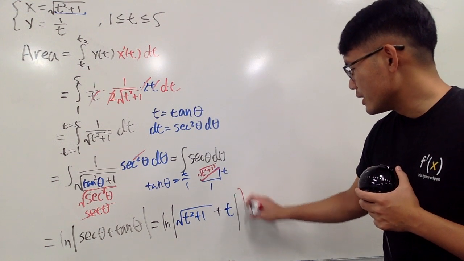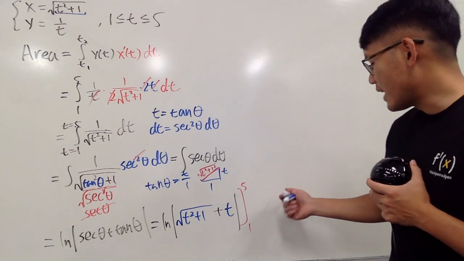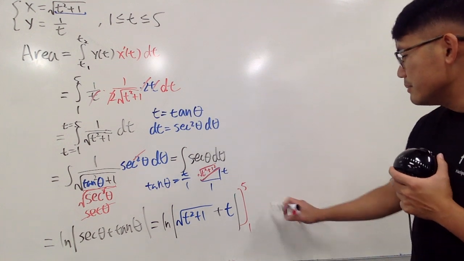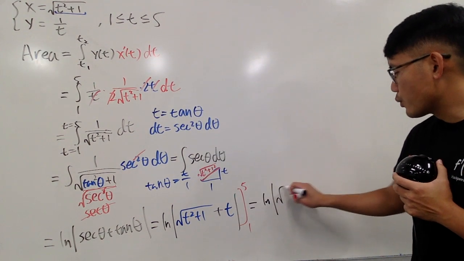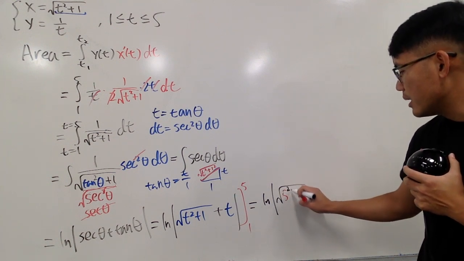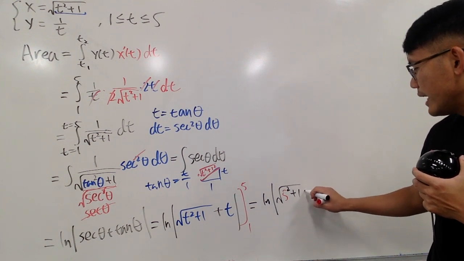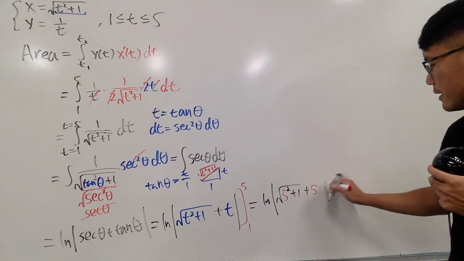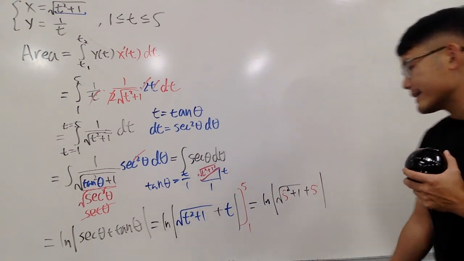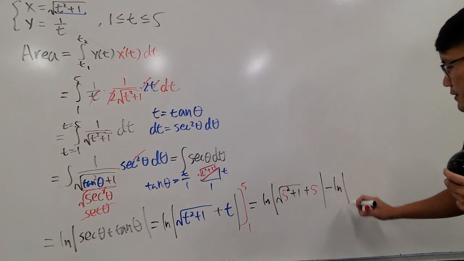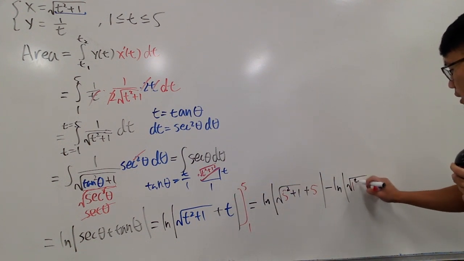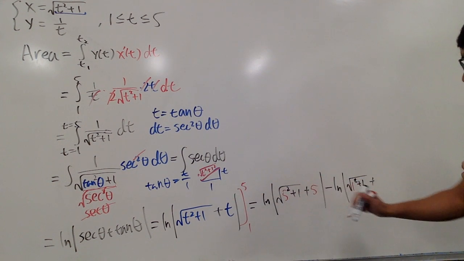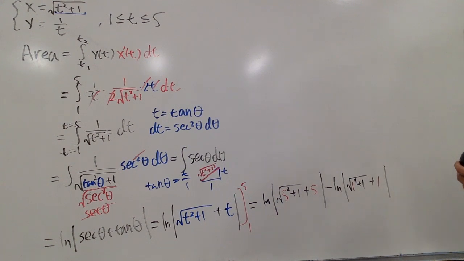So we will just go ahead and plug in numbers 1 to 5. And it seems that we will have this: natural log absolute value square root of 5 squared plus 1, and we add 5. And we have to subtract natural log absolute value. Plug in 1, we get square root of 1 squared plus 1, and then plus another 1, like all this.